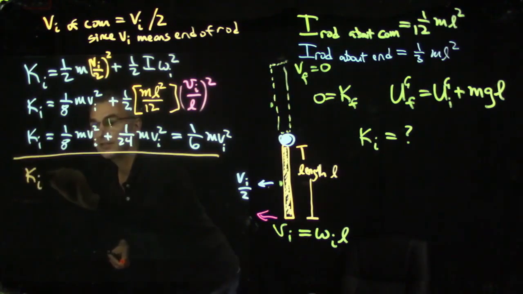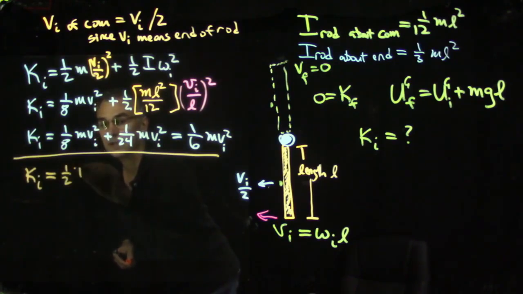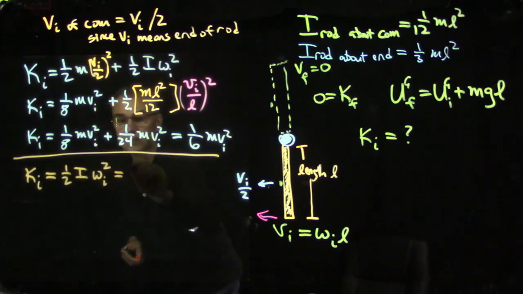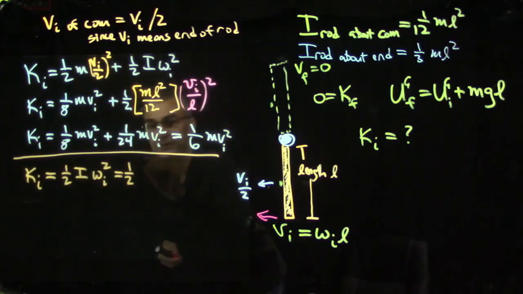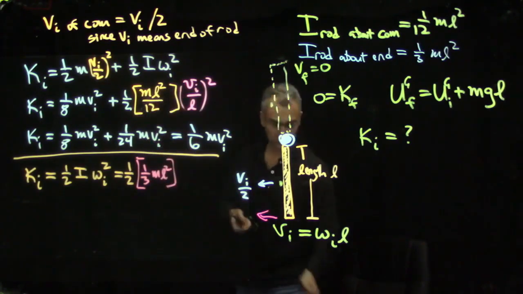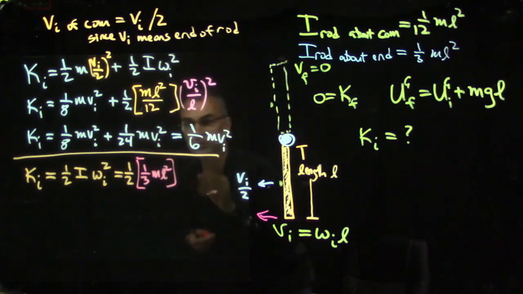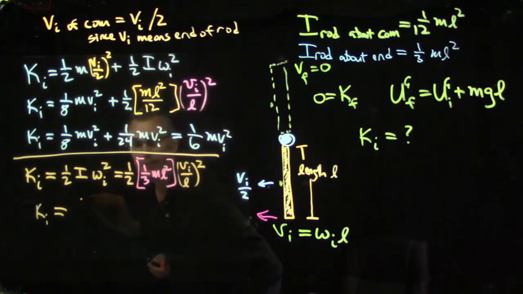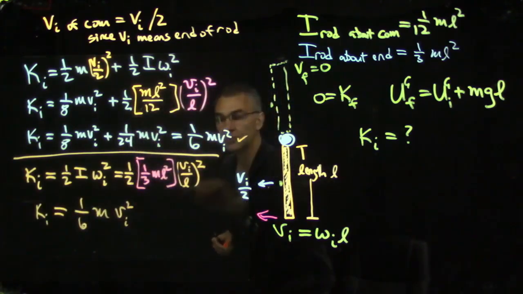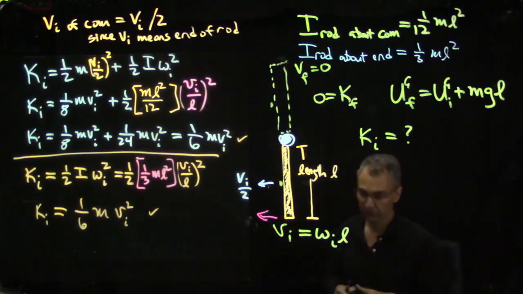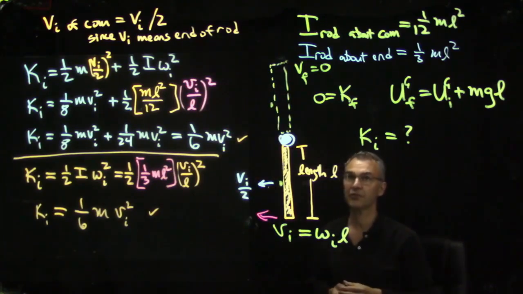If we do that, then the initial kinetic energy is 1/2 I omega initial squared. So that's 1/2, and then somebody told us that this rotational inertia is 1/3 ml squared. And then we know that omega is v over L. Multiplying that out, we get 1/6 m v initial squared. Well, that's good. We got the same result here as we got here, and it makes sense because the physics should be the same. It's just the way we looked at it.